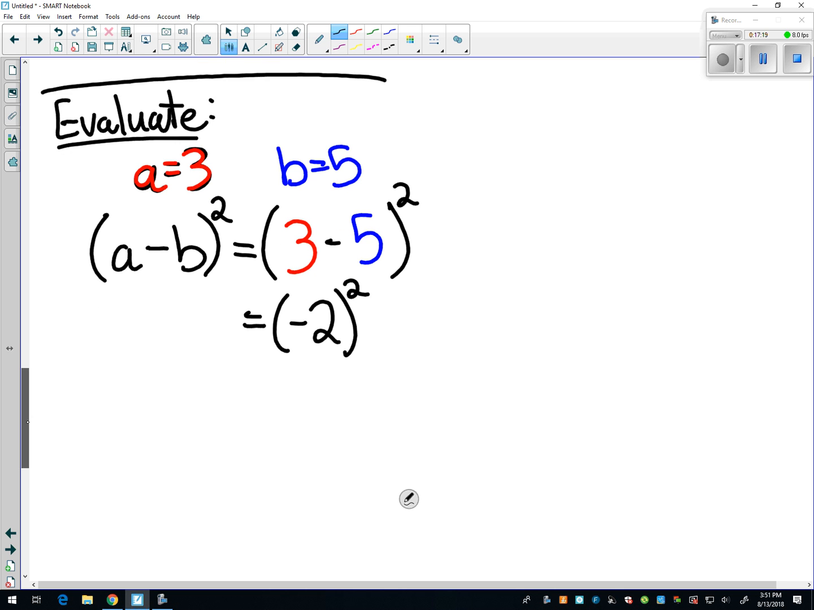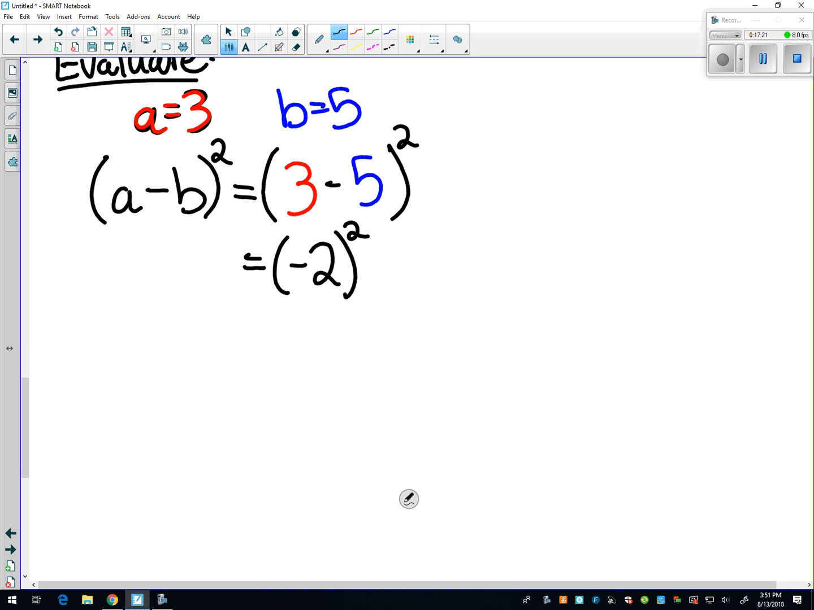And now I'm going to evaluate that using what I know about exponents. This means negative 2 times negative 2, giving me a final answer of positive 4. So those are the main examples that go with this lesson. In a moment, I'm going to pull on the screen some examples for you to try, and then to come back and check your answers.